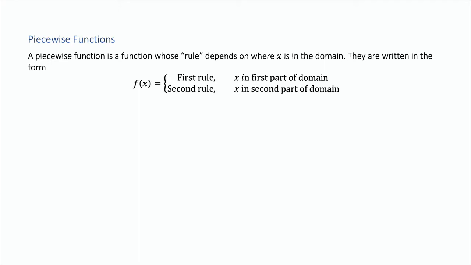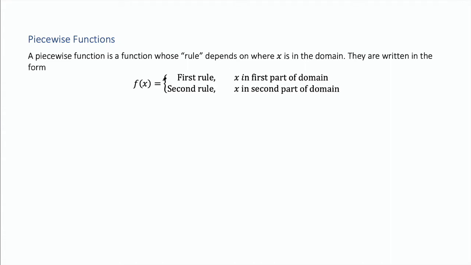A piecewise function is a function where the rule actually depends on what our input is, where our input is in our domain. So in other words, it might be defined one way for negative numbers and a different way for positive numbers. Or it might be defined one way for numbers less than 100 and another way for numbers greater than 100, okay? And this is how we write them.